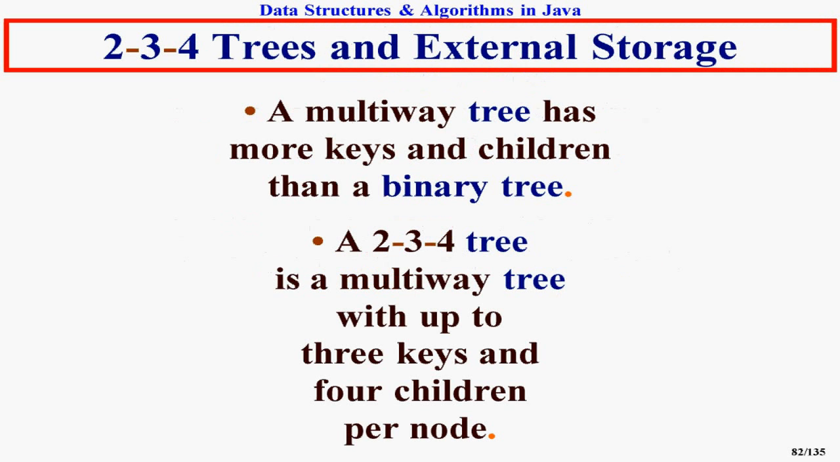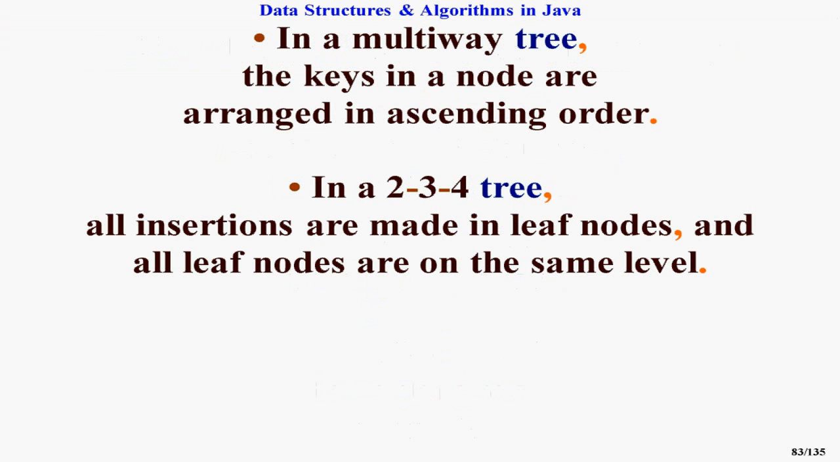2-3-4 trees in external storage. A multi-way tree has more keys and children than the binary tree. A 2-3-4 tree is a multi-way tree with up to 3 keys and 4 children per node. In a multi-way tree, the keys in a node are arranged in ascending order. In a 2-3-4 tree, all insertions are made in leaf nodes, and all leaf nodes are on the same level.